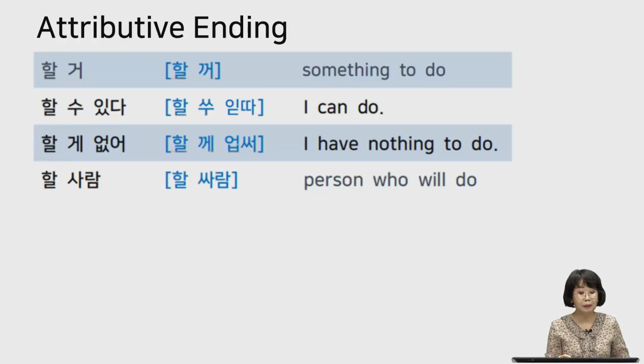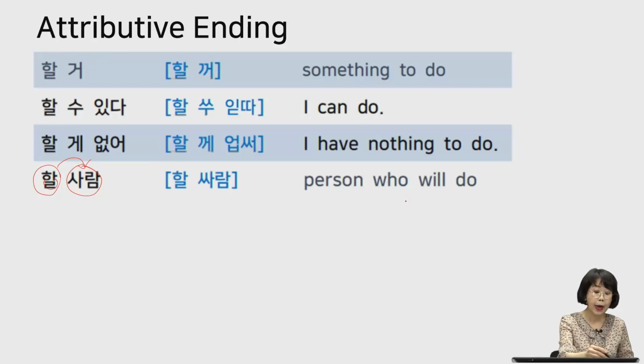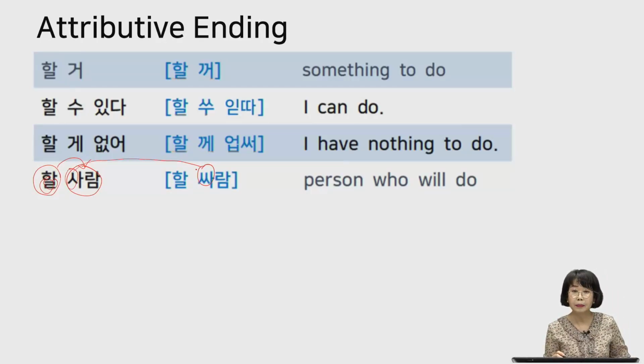할 사람. 사람 means person. 할 사람 means a person who will do. 하다, to do. 할 is modifying the noun 사람, the person. 할 사람, a person who will do. And under the influence of ㄹ, ㅅ changes to ㅆ.